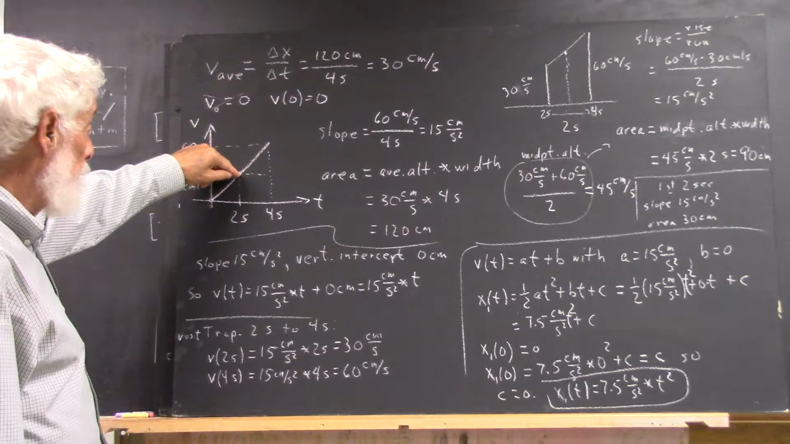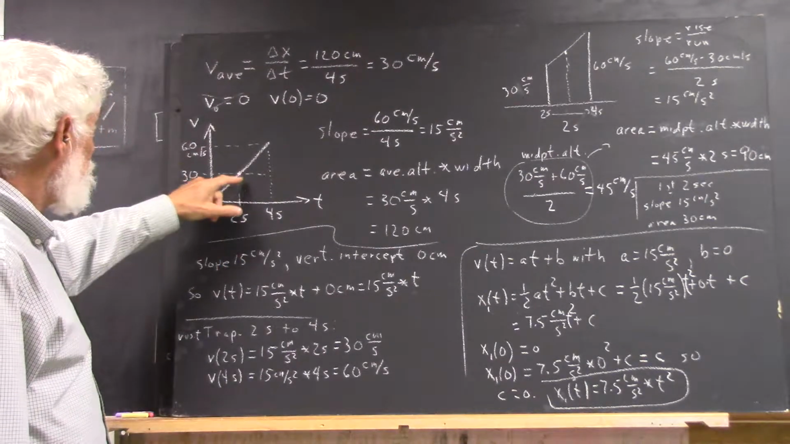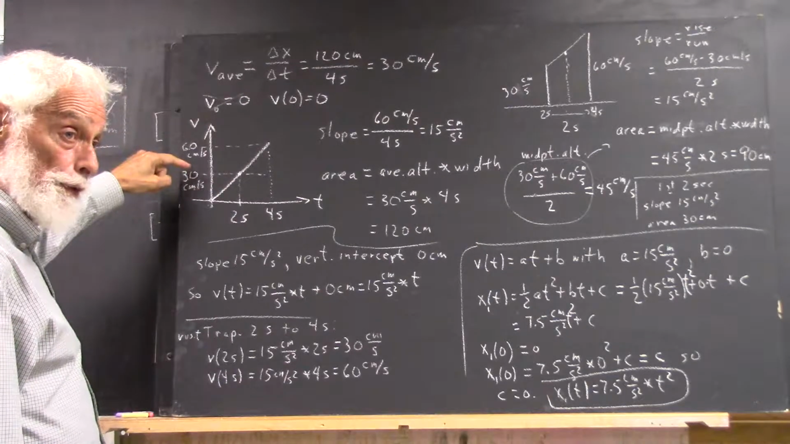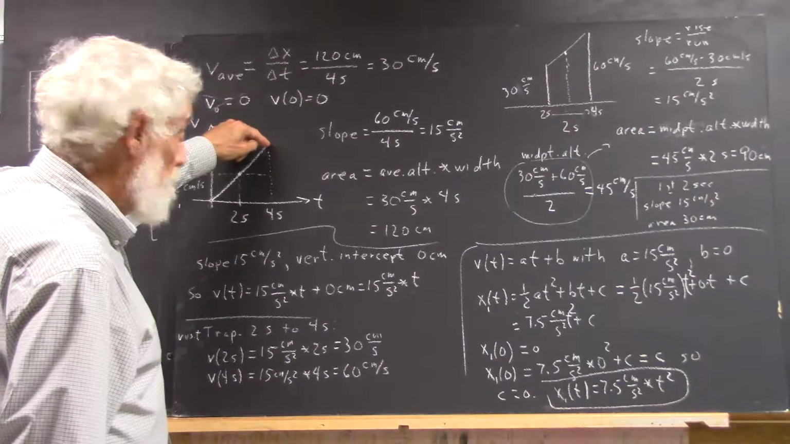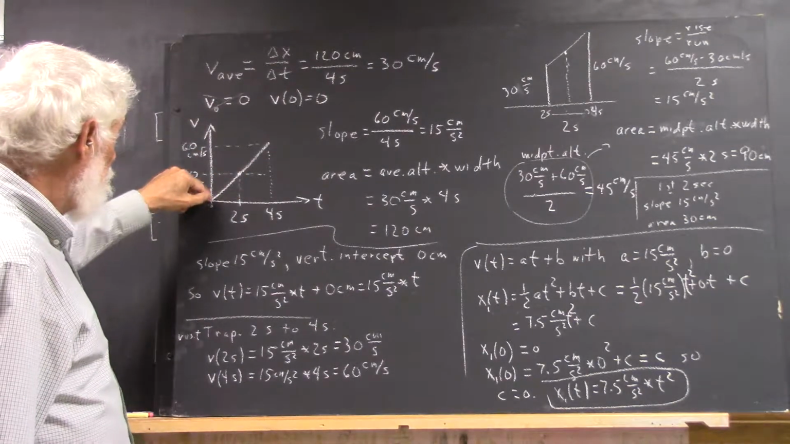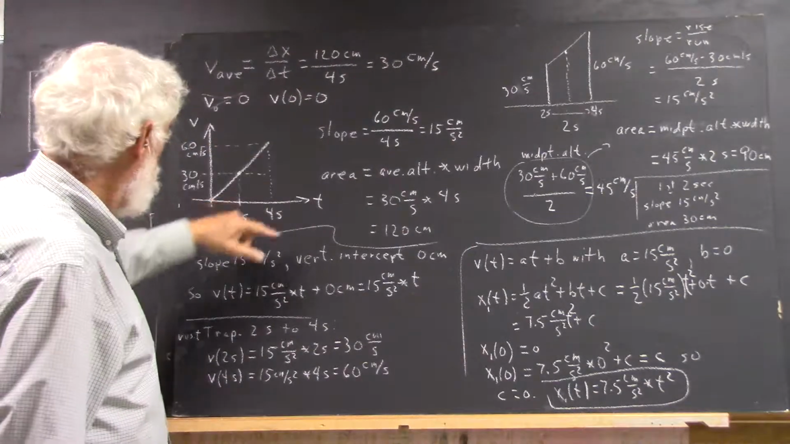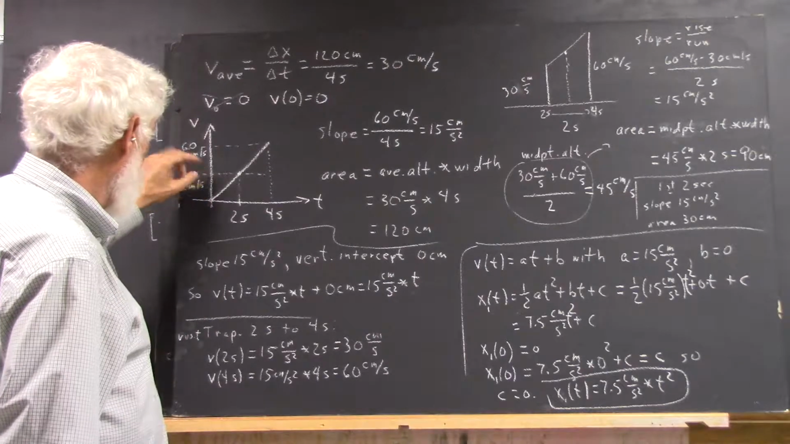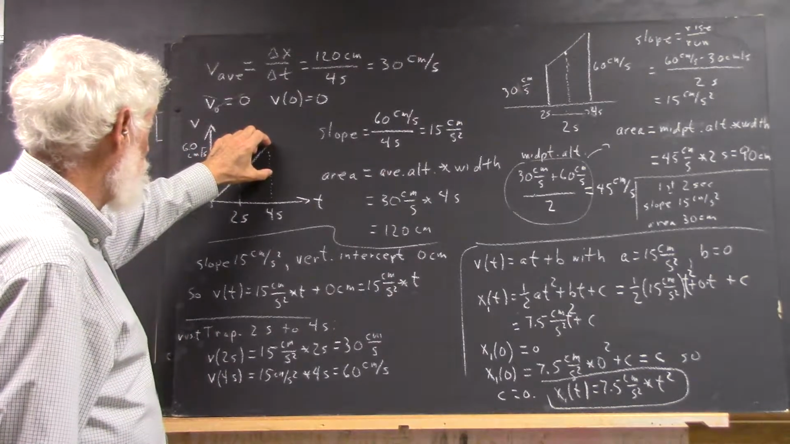So at the very middle here, you're halfway along the time, so you're at 2 seconds, and you have the average velocity, 30 centimeters per second. Now, what's the velocity at this point? Well, this triangle here is similar to this little triangle here, so you have the same rise. The rise from here to here is 30 centimeters per second. So this rise is 30 centimeters per second.